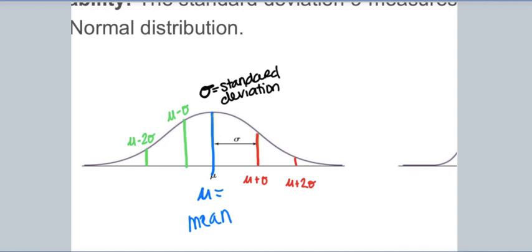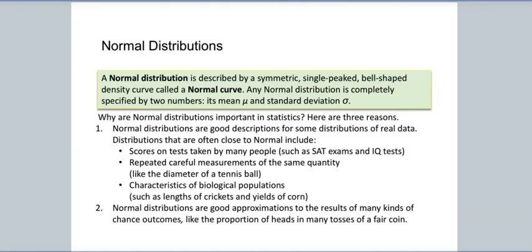Have you ever heard someone say that someone was unusually smart? Like someone is smarter than average, above average, below average. Using normal distributions, you can actually calculate that. All right, moving on. So normal distributions, just quickly, are good descriptions of real data.